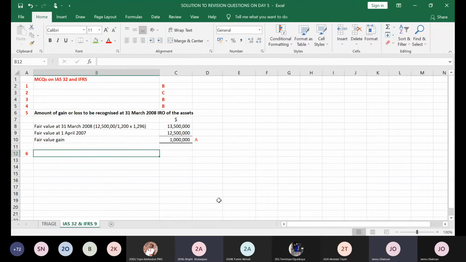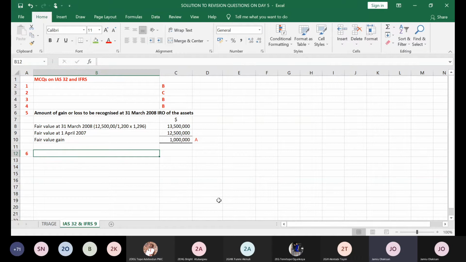Okay. You know, the loan note that they are talking about here, are we dealing with an asset or a liability? Let me first ask you that. Liability. Do you all agree that it's a liability? Yes. Okay.